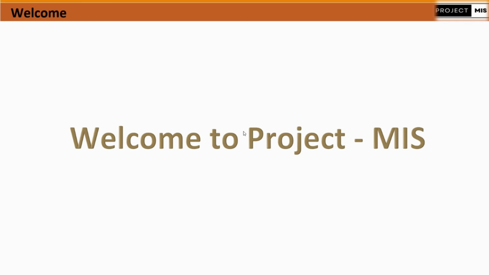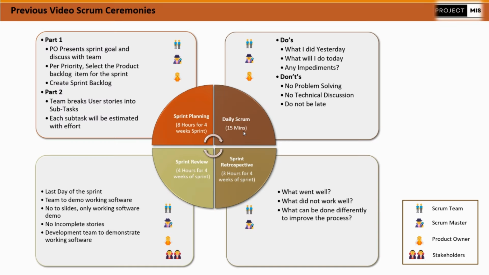We'll start with the previous video's recap and then we'll continue with this video. In my previous video we spoke about Scrum ceremonies and all four types of Scrum ceremonies: sprint planning, daily Scrum, sprint review and sprint retrospective.